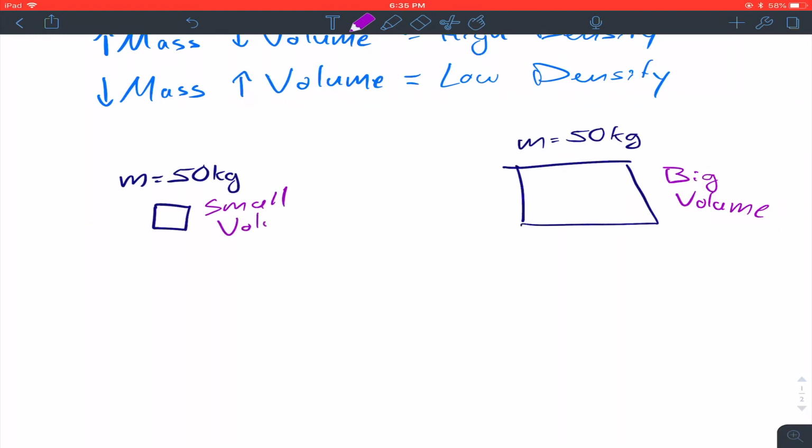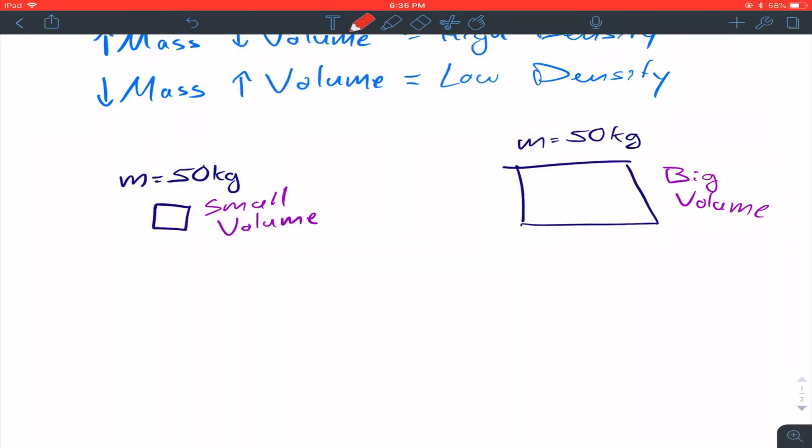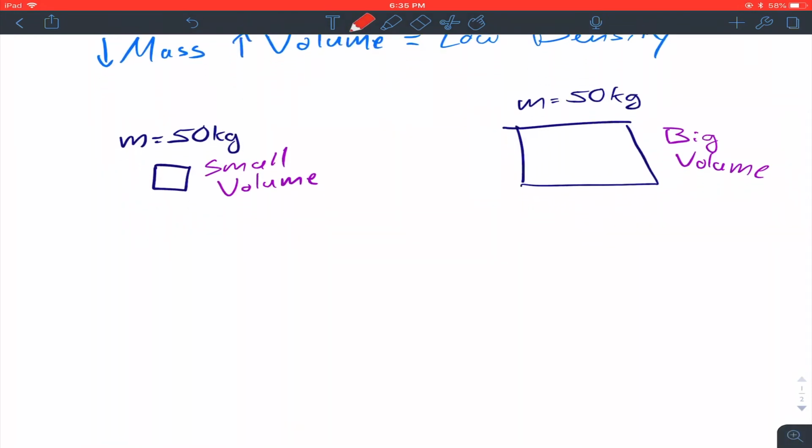So if we're trying to compare the densities of these, the same mass with a smaller volume is going to be more dense. It's going to have a higher density because it's all of that mass packed into a smaller space. If we think about the bigger box, the bigger volume with the same mass, now all that mass is spread out to a bigger space, and so we get something that is less dense.